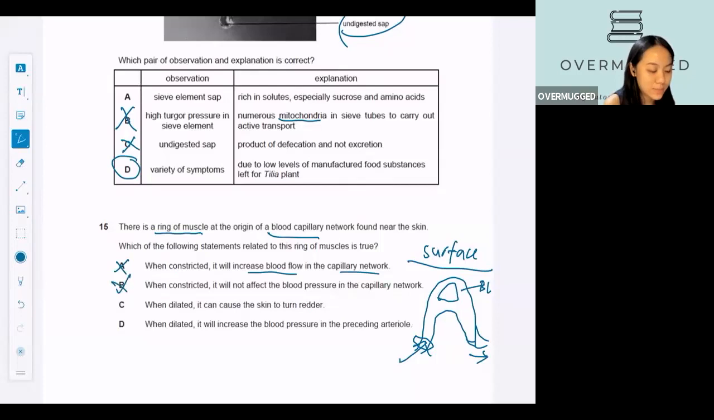When it dilates, it can cause the skin to turn redder. Yes, because more blood flows through and then your skin will turn redder. Basically, when the weather is very hot, your skin will turn red also. Because you're hot, the ring of muscle will dilate so that more blood will flow through the blood capillaries and more heat can be lost through that. So yes, when dilated, the skin can turn redder.